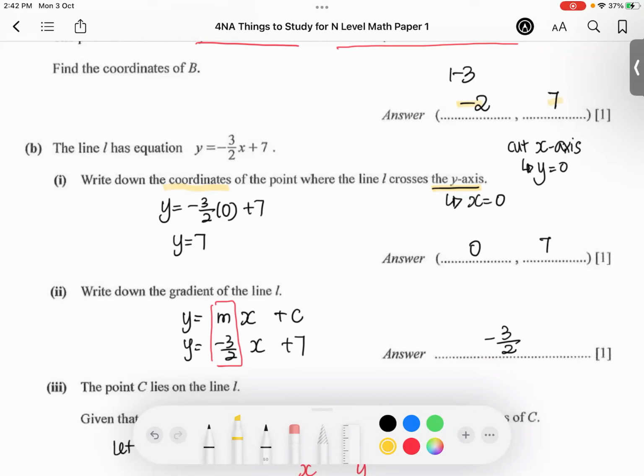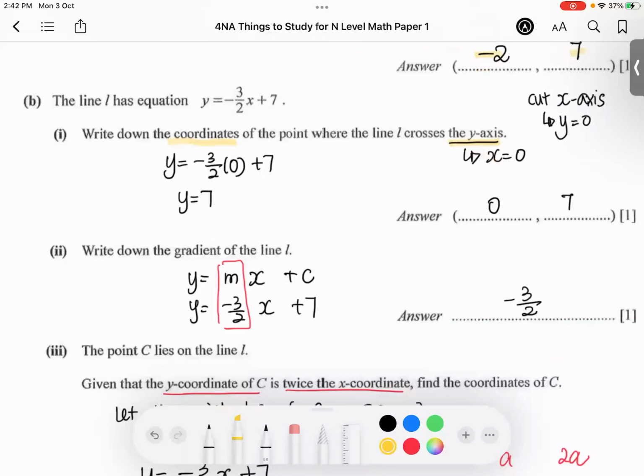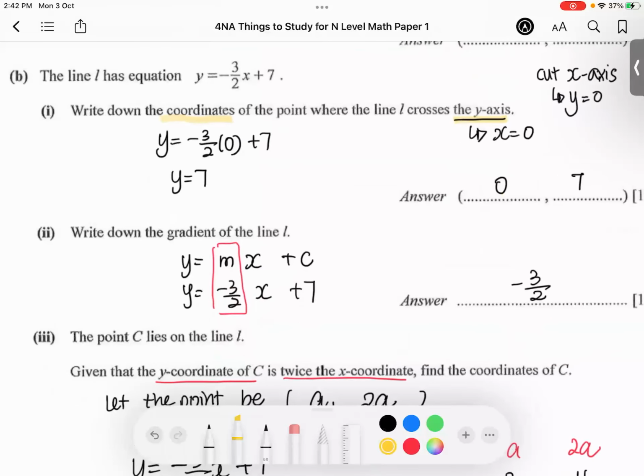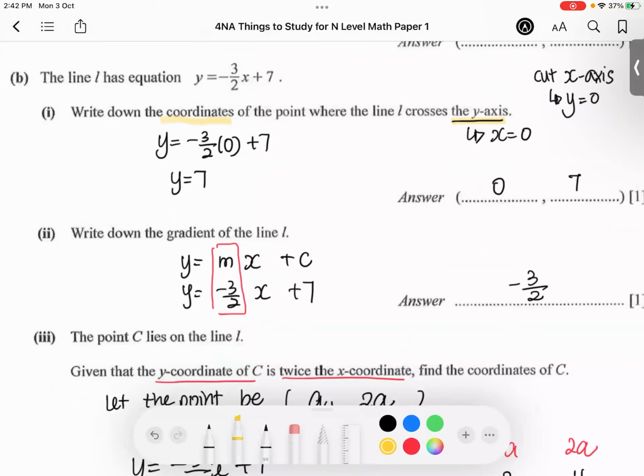Okay, then write down the gradient of the line. Now we compare this with the general equation, y equals mx plus c. So a general equation of a straight line, y equals mx plus c. We have rearranged this, y equals m. So we notice that m is the number in front of the x. So the gradient will be negative 3/2.